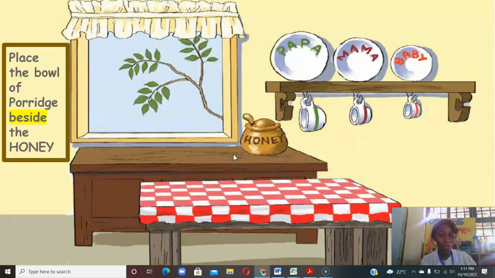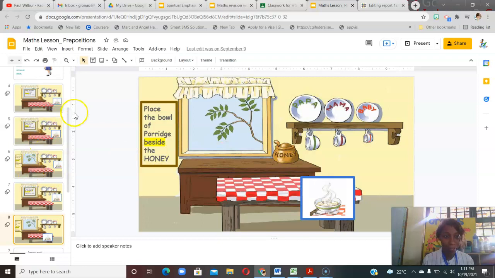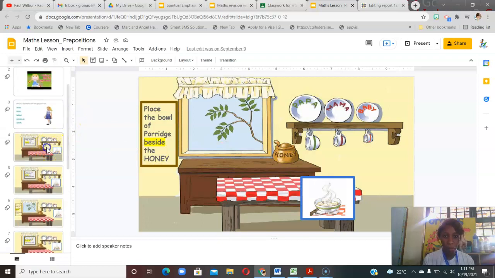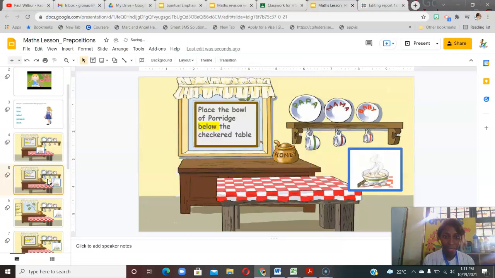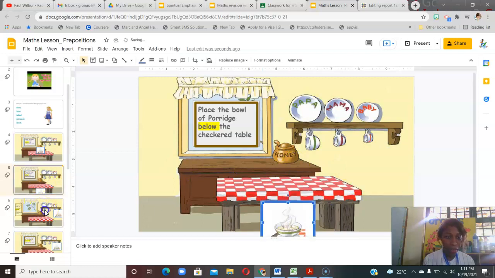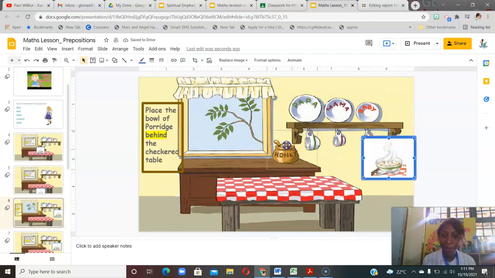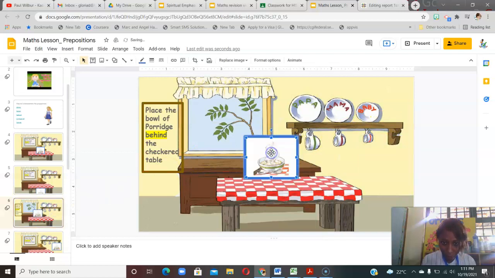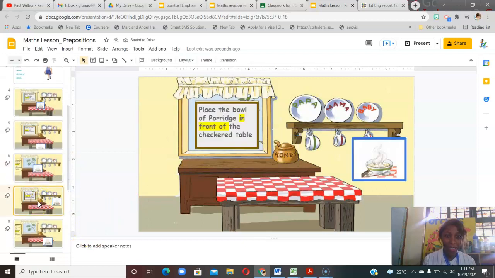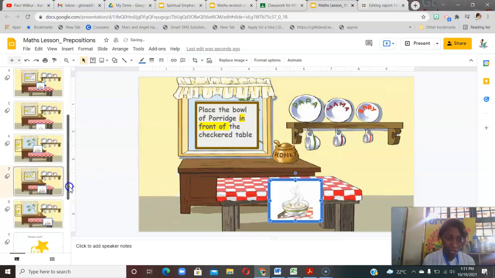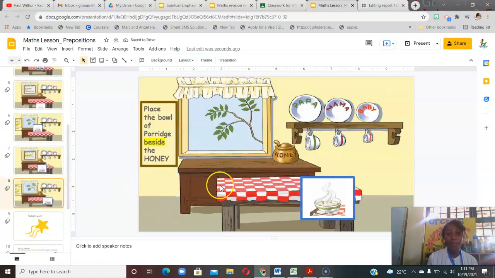I hope that you all got to do your assignment. So we'll just do it quickly together. We'll start with the bowl of porridge. Above, right here. Above the checkered table. Below the checkered table. So below is another word for underneath. There we go. Behind. Now I know it's flat, but that position is fine to show behind, because it's not 3D. In front of the checkered table, so this position is fine. Remember, it's flat.